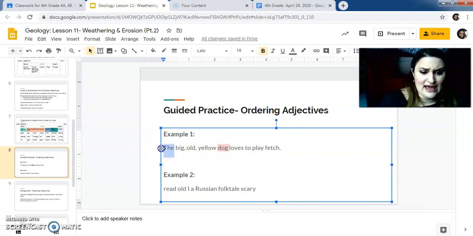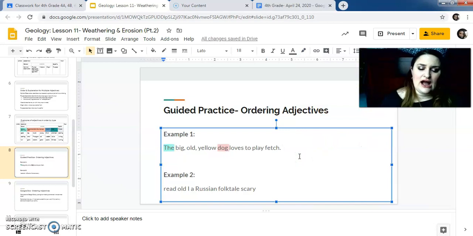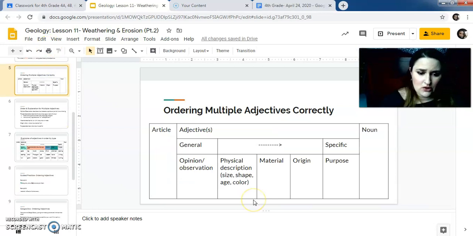Right out the gate, I already know "the" is an article, so I'm going to highlight that in blue. Now I'm left with my adjectives: big, old, and yellow. We know this is correct already, the way it is. If we look at our order, big is an opinion, but it could also be considered size. Then we have old, which describes age. And then yellow describes color. So you can see it went in order: big, old, and yellow. It goes in that specific order.